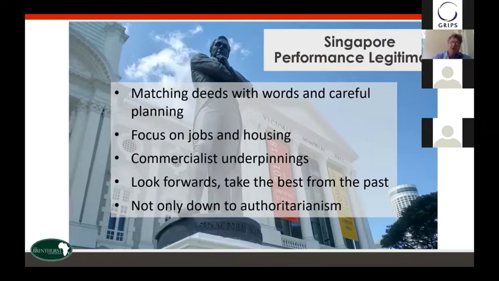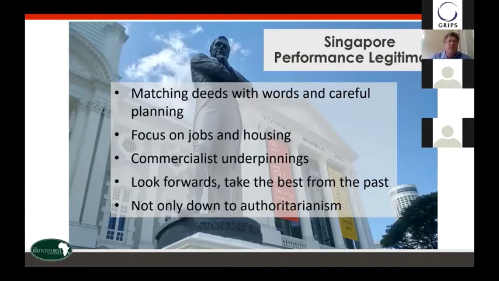And it's not just down to authoritarianism. Many Africans say that Singapore is an illustration of what you can do with a benevolent dictatorship. Well, in Africa, the words benevolent and dictator are an oxymoron together. They generally don't go well together.